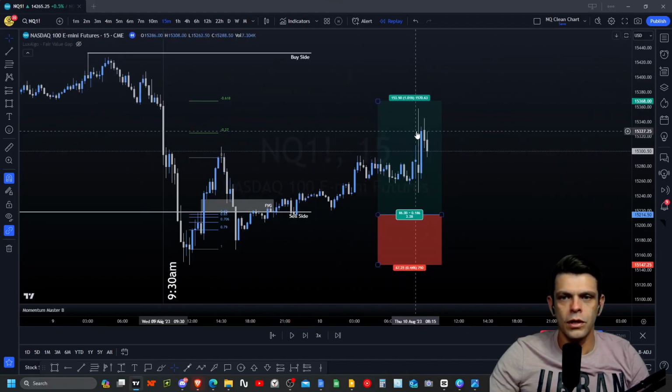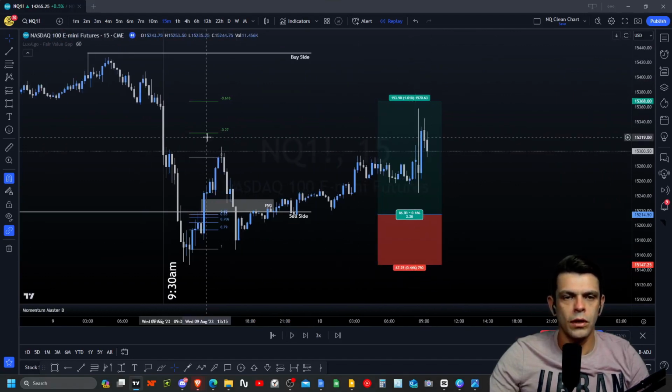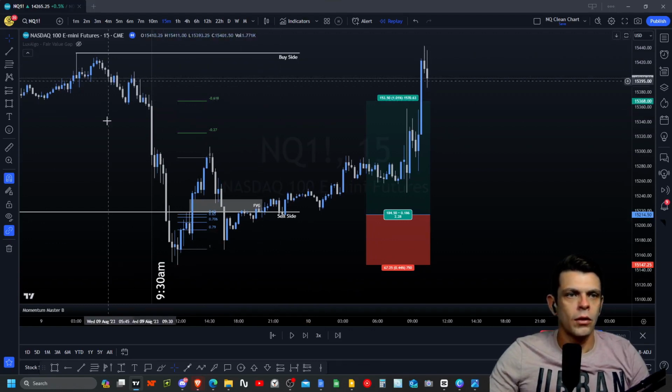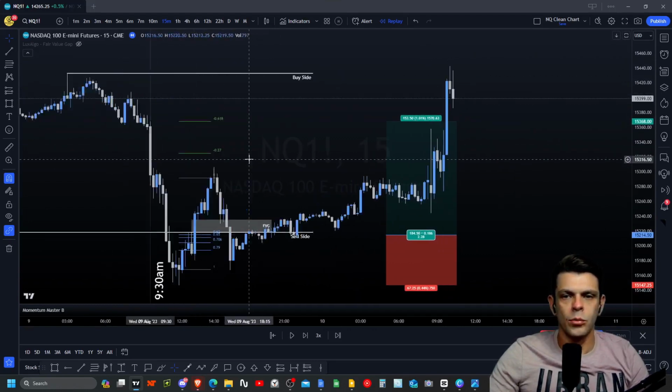Okay, and then eventually it went to TP1, which was the negative 27. Let's see if it goes to the next TP as well. And there we go, to the next TP and also into the buy side liquidity pool.